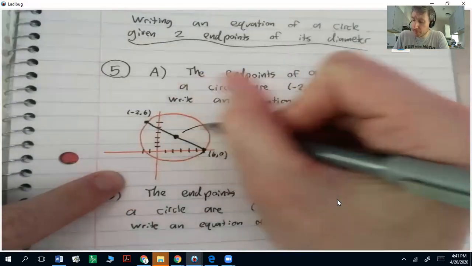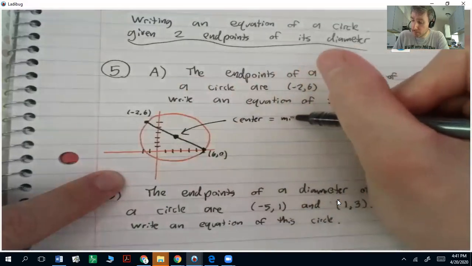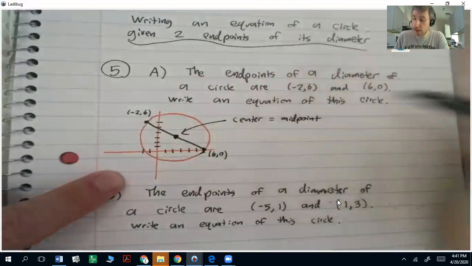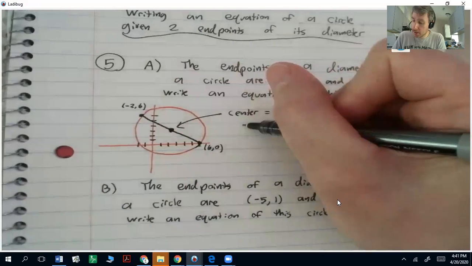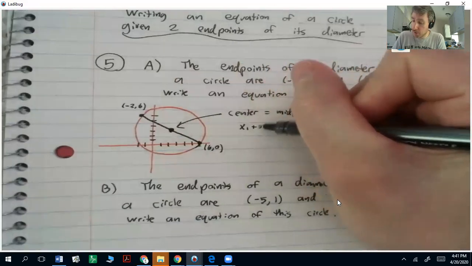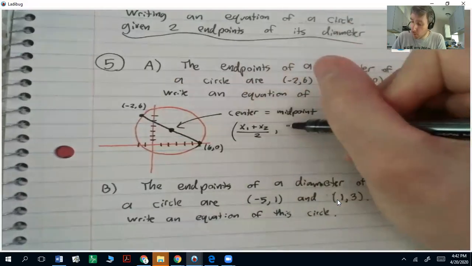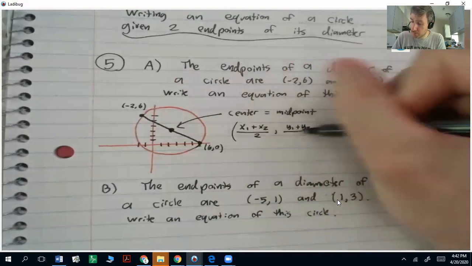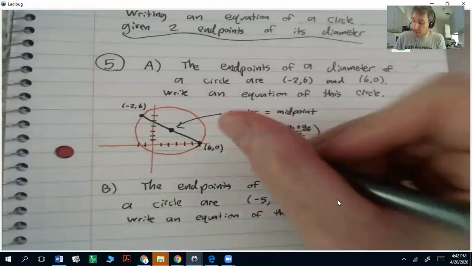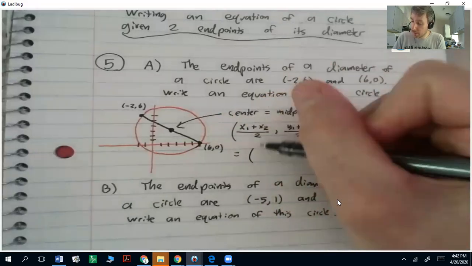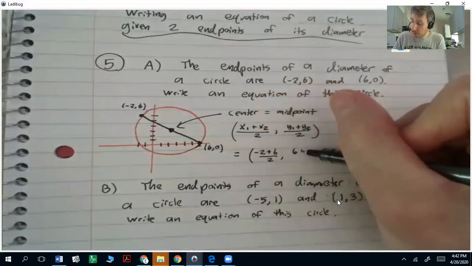Here's how we can verify that. We can get the center by getting the midpoint. Now let's remind ourselves what the formula for midpoint is. The midpoint is going to be the average of your x's, (x1 + x2) divided by 2, comma, the average of your y's, (y1 + y2) divided by 2. So if you simply add your x's together, divide by 2, and your y's together and divide by 2, your midpoint is going to be (-2 + 6) over 2, comma, (6 + 0) over 2.